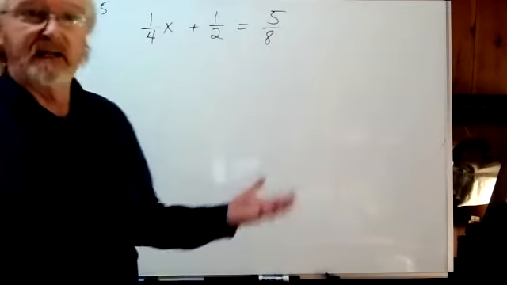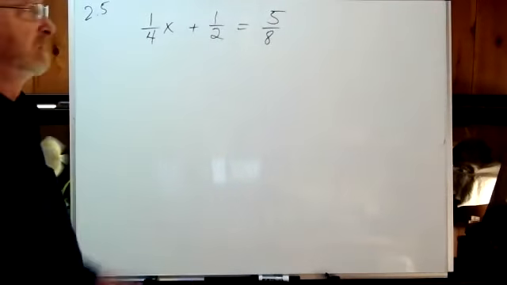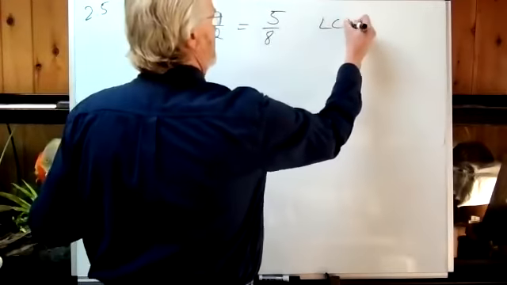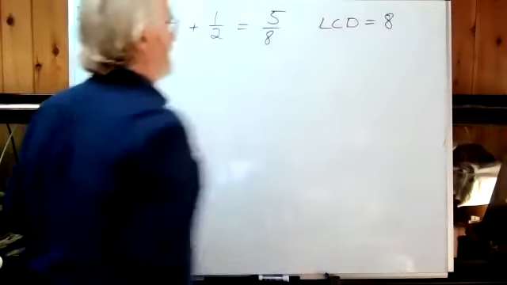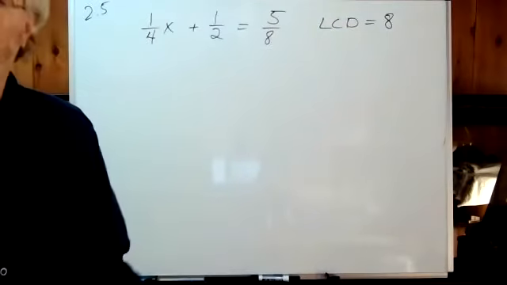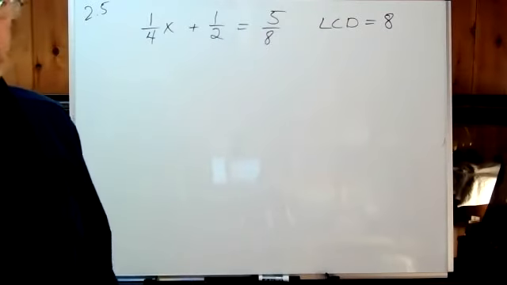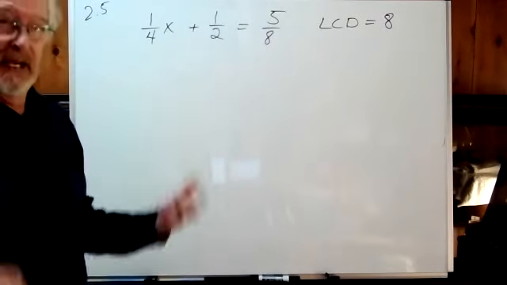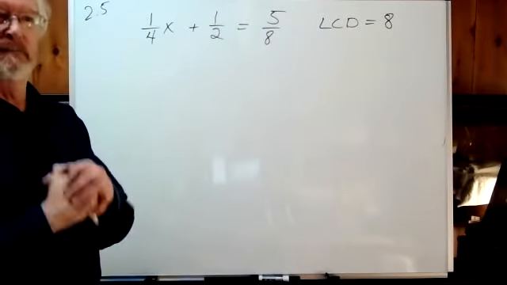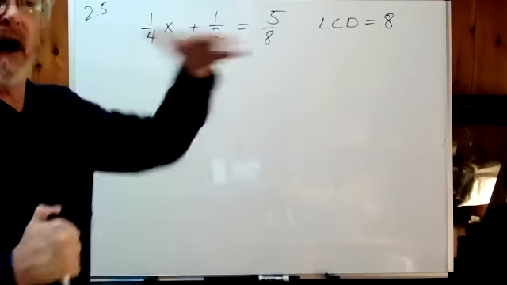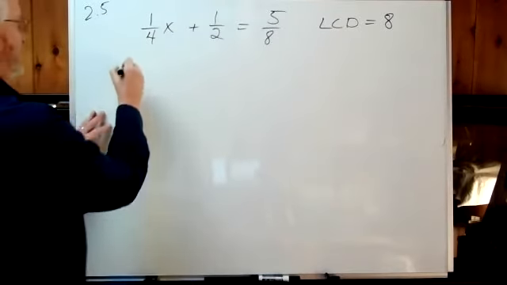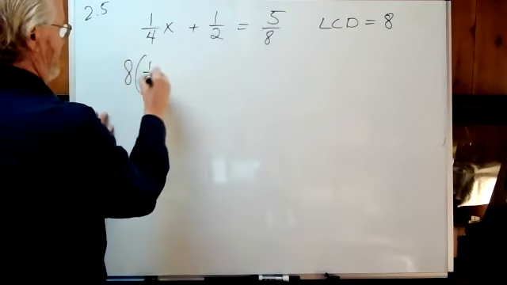So I'm going to find the common denominator. What's the lowest common denominator? In this case, the common denominator would be an 8. Okay. But I'm not going to get a common denominator. I'm going to multiply every number on top by 8. So here's what I do. I write it like this.